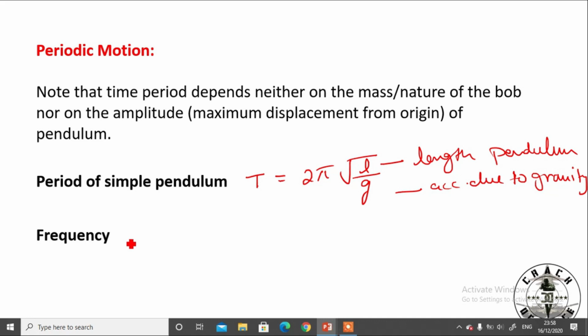Now you have frequency here. How do we calculate the frequency? It's just 1 by T, that is, the inverse of the time period.